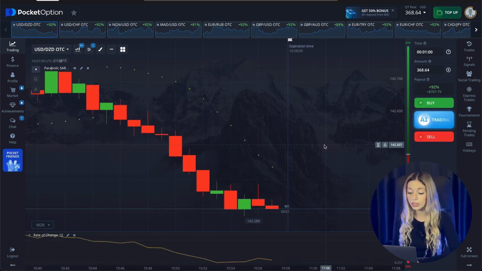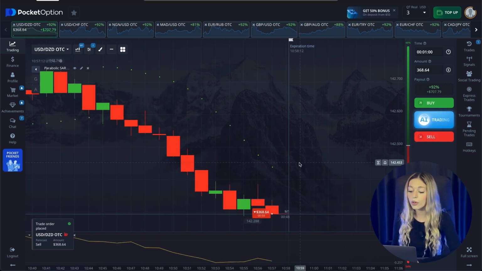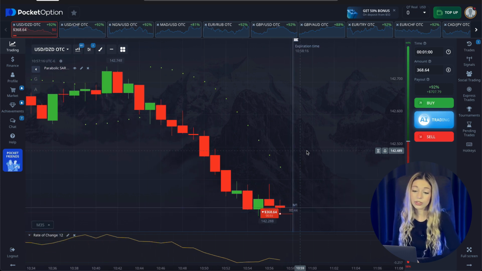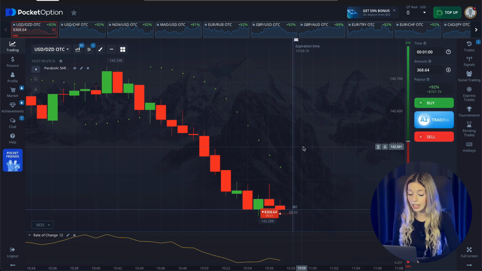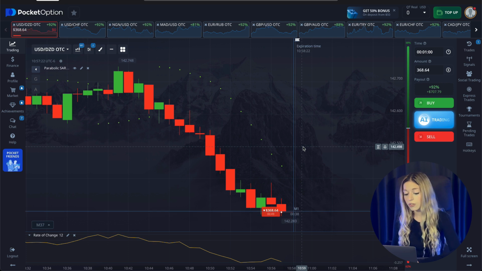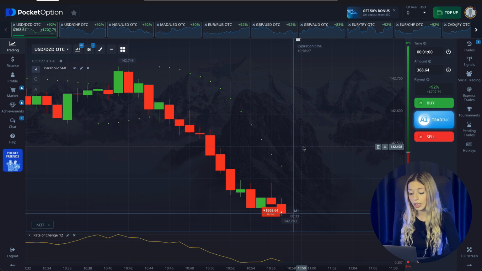Alright, here is our third little trade, and I'm going in with $368 now, even though we started with just $100. So this one's much simpler, guys. We are not looking for a reversal here, but rather a confirmation that the down trade will continue.